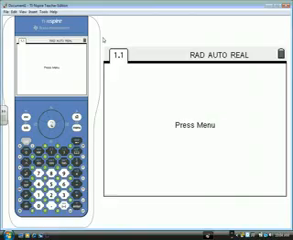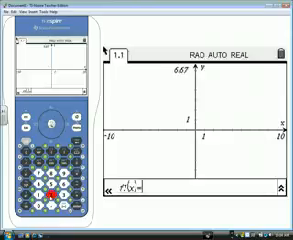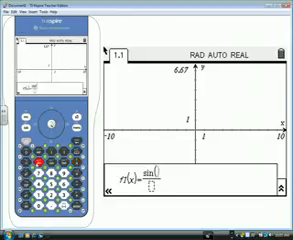So on the Inspire, put a graphs page in there. Now how do I get the fraction template? Control divide. So I'm going to do sine of x over x. By the way, what would be the domain of this? x can't be 0, right?